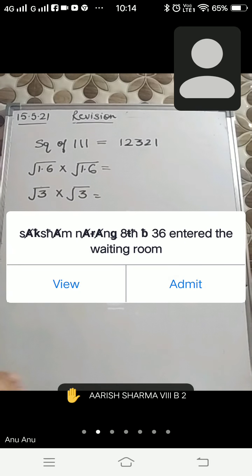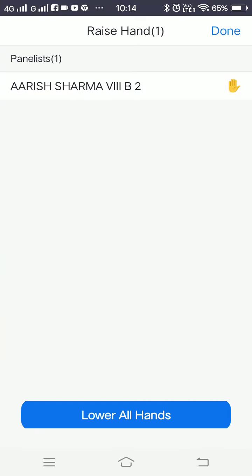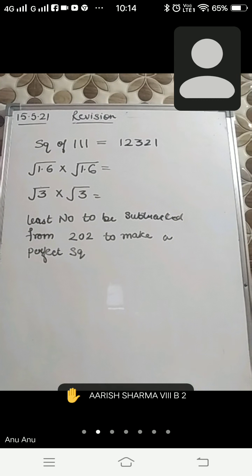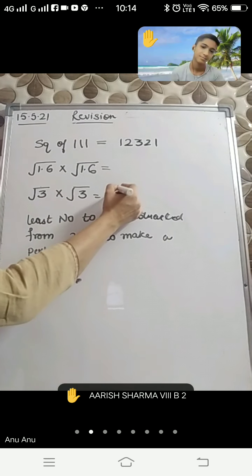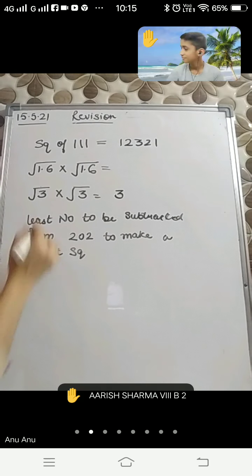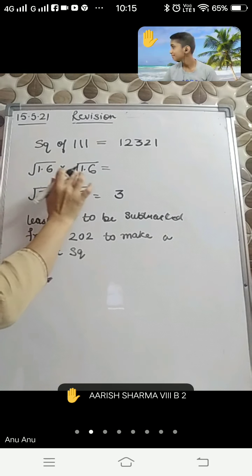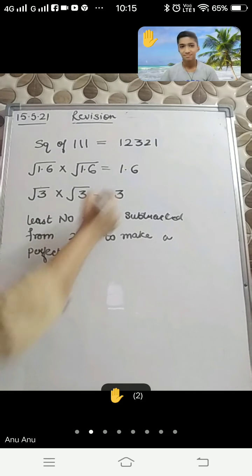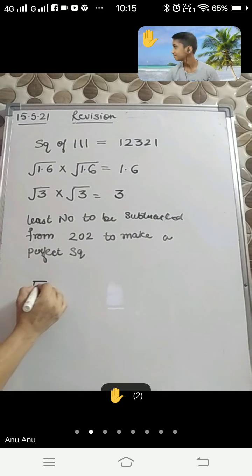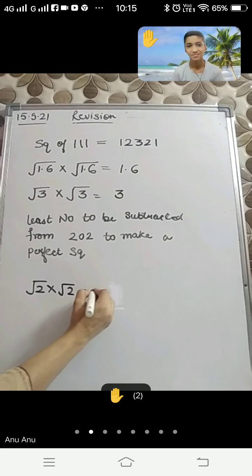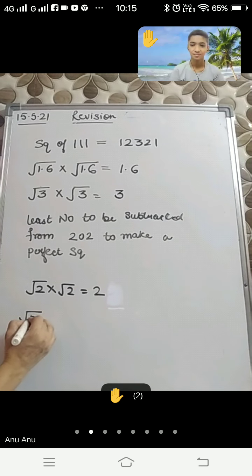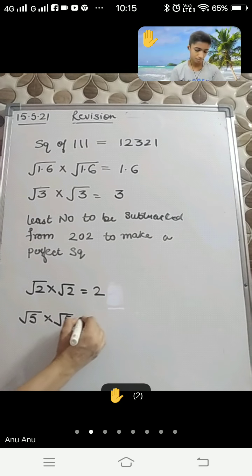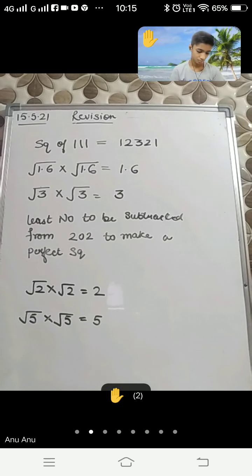Root 3 into root 3. Yes, Arish. Root 3 into root 3 is 3. In the same manner, root 1.6 into root 1.6 is 1.6. Root 2 into root 2 is 2. Root 5 into root 5 is 5. When you multiply two same numbers under the root, the answer will be the same. Is it okay?